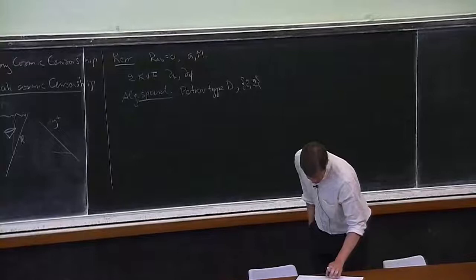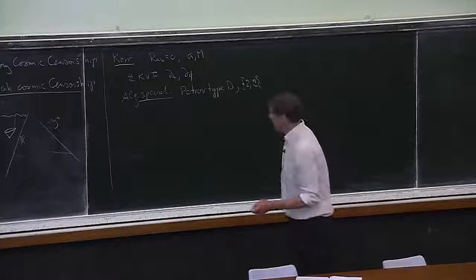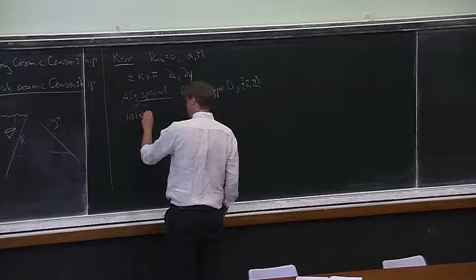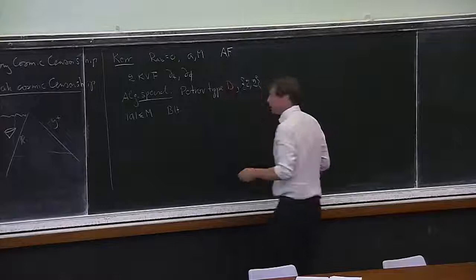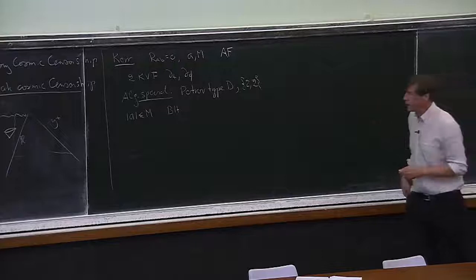And furthermore, if you have modulus of A less than or equal to M, this contains a black hole. And of course, as I said, it's asymptotically flat. So this means that if you go far away from the region where the field is strong, the metric in Kerr tends to the flat Minkowski metric.